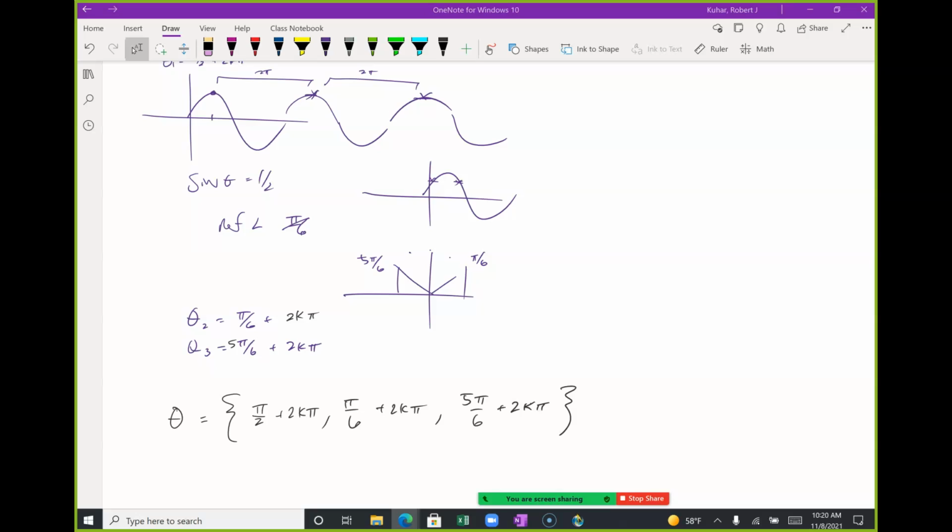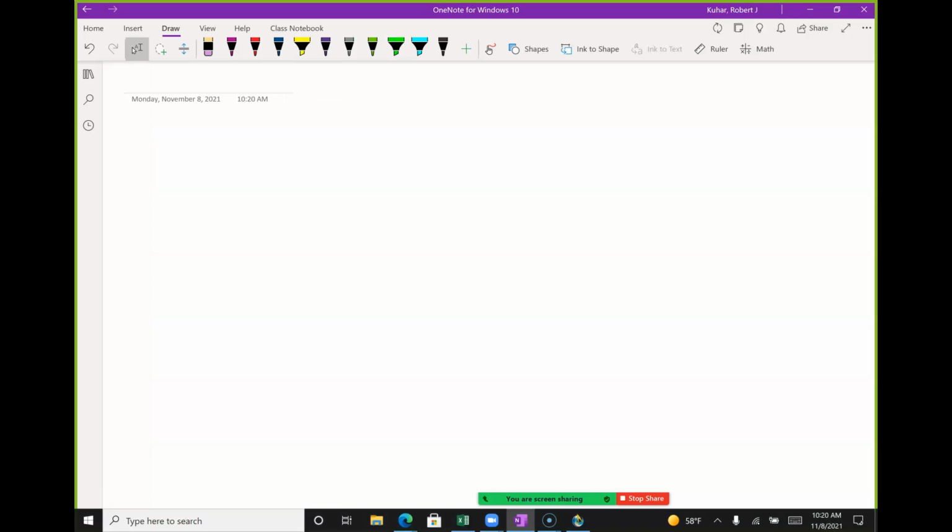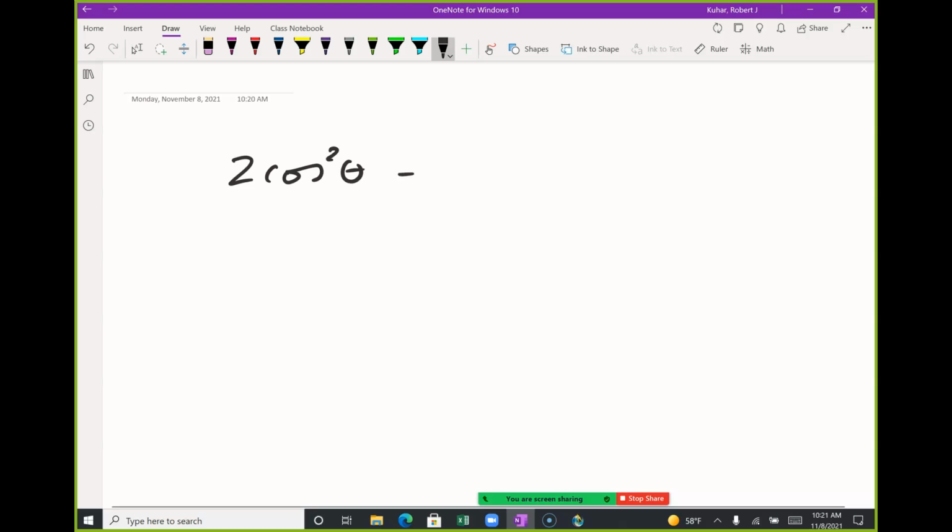No, I really don't like these problems they have in here. Oh, here's one, number 59. So I've got 2 cos squared theta plus cos theta equals 0.